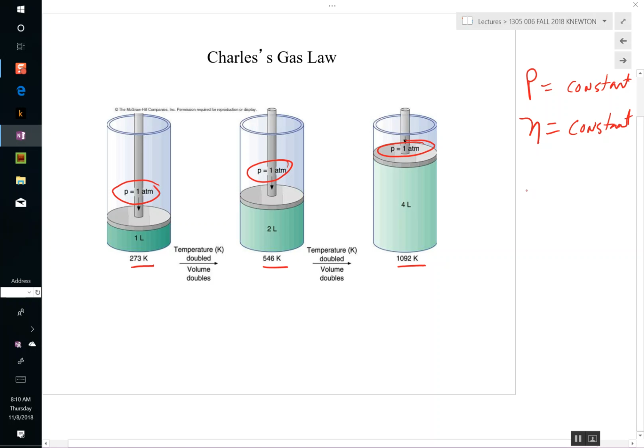And he's looking at the relationship between volume and temperature. You can see the temperature is in Kelvin. So he starts out over here. This is condition 1, condition 2. So you've got V1 over T1 equals what? You've got 1 liter divided by 273 Kelvin.